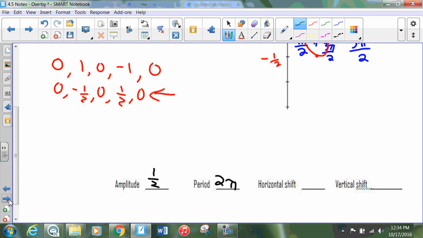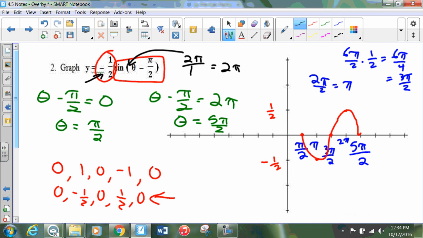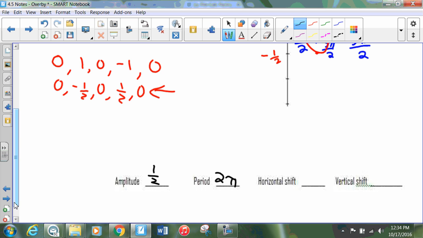The horizontal shift, we can see where we start. Pi over 2, that's a horizontal shift. We also can see that the horizontal shift is this divided by that. So pi over 2 divided by 1 is pi over 2. And then we didn't have a vertical shift, did we?